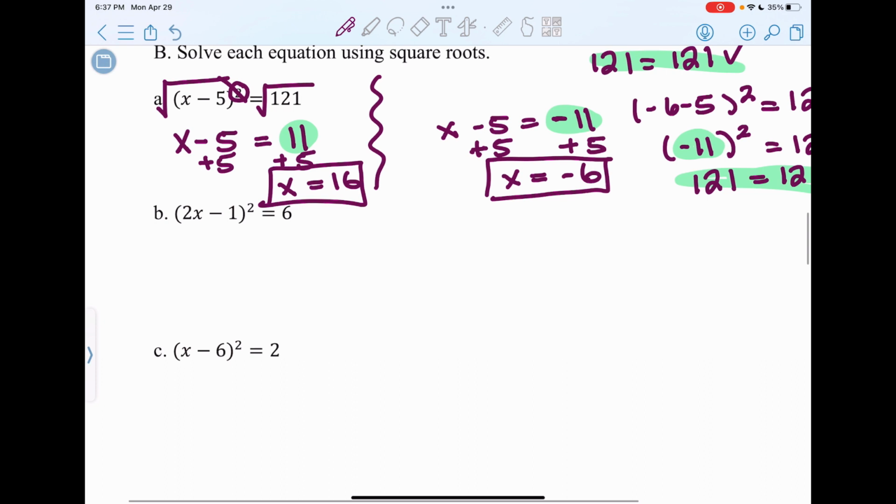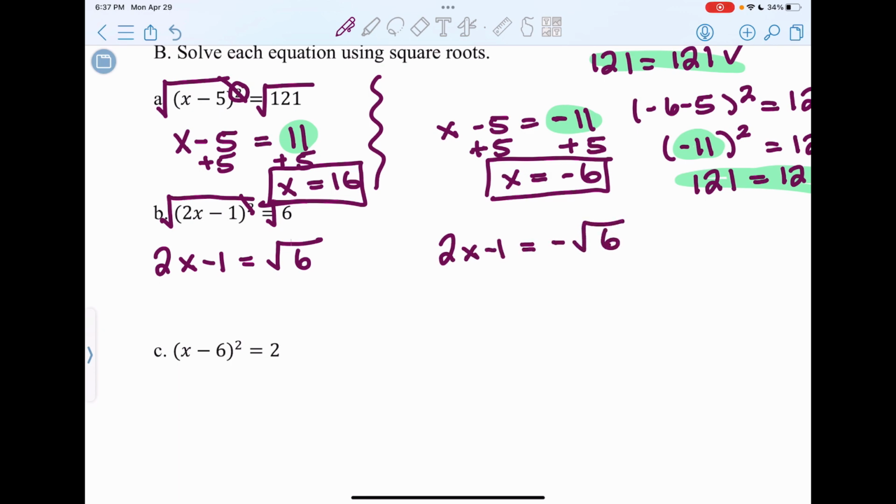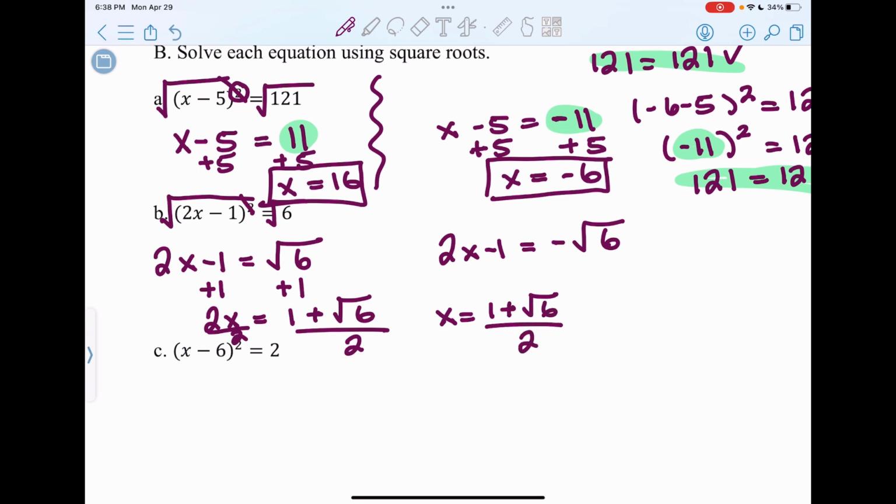Let's try this again. In b, once again, I have to square root first to get rid of that square. So I'm going to have 2x minus 1 equals positive radical 6, and 2x minus 1 equals negative radical 6. I cannot simplify radical 6 any further, so I just have to keep it radical 6. In order to get rid of the subtracting 1, I add 1 to both sides. So I get 2x is equal to 1 plus radical 6. And then to get rid of multiplying by 2, I divide by 2. So x is equal to 1 plus radical 6 divided by 2.